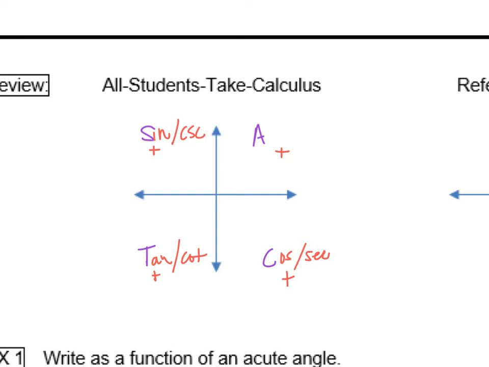So all students take calculus. That's just a nice little acronym to help you remember which trig functions are positive in each quadrant. That means that if sine and cosecant are positive in the second quadrant, the rest of them are negative. In the third quadrant, tangent and cotangent are positive, the rest are negative. And in the fourth quadrant, cosine and secant are positive, the rest are negative. And in the first quadrant, none of them are negative because they are all positive.